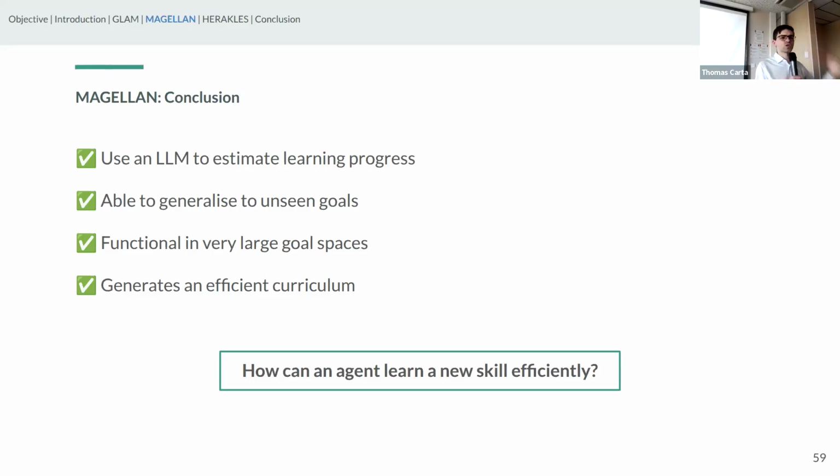And this method functions in very large and evolving goal spaces, allowing an agent to generate its own curriculum. However, being able to choose correctly a goal inside a goal space is not sufficient. You also need to be able to learn efficiently. Indeed, if after some time you select more and more complex goals, at some point you will take so much time to learn a skill that your progress will stall.